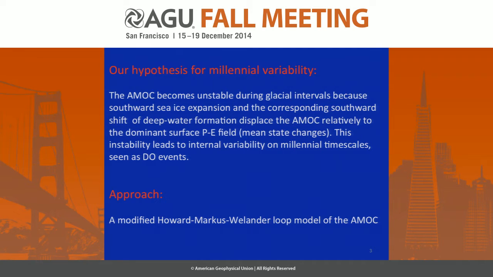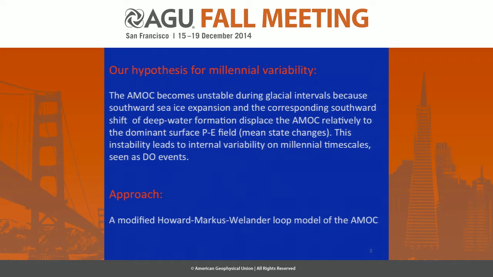We think that the AMOC becomes unstable during glacial intervals because of the southward expansion of sea ice and corresponding shift of deep water formation. This shift of deep water formation displaces the AMOC relative to the dominant surface P minus E field, precipitation, basically freshwater fluxes, and that makes the system unstable. Going back to the Holocene, it becomes stable again.